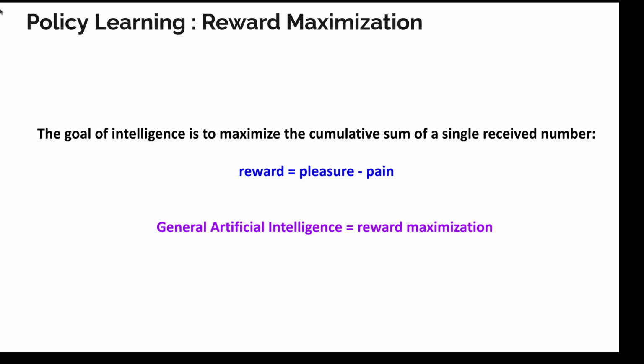So the goal of intelligence is to maximize the cumulative sum of a single received number, which is reward, equal to pleasure minus pain. General artificial intelligence equals reward maximization. So AGI, general artificial intelligence, is saying you learn a task which is finally doing reward maximization. Reward maximization means reaching the maximum of what has been expected.